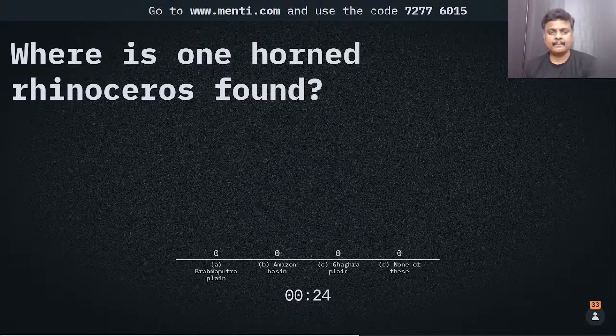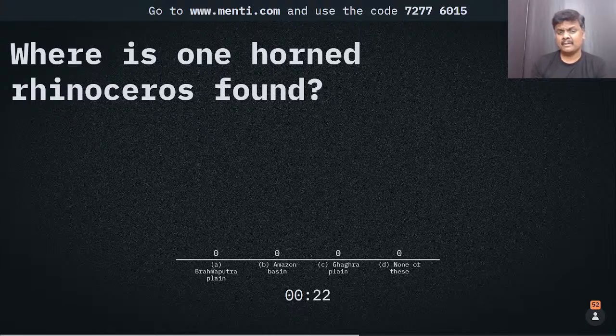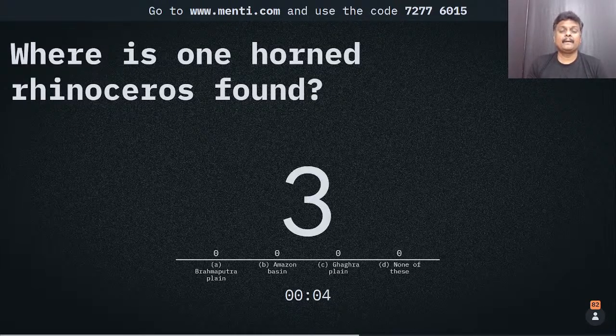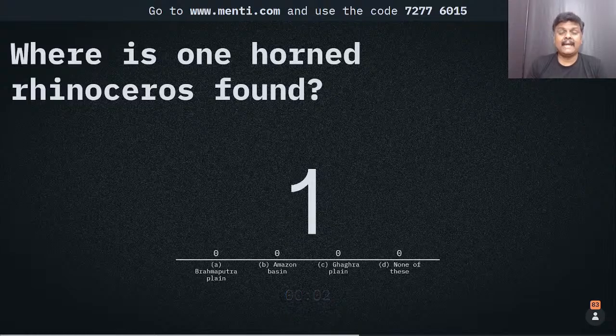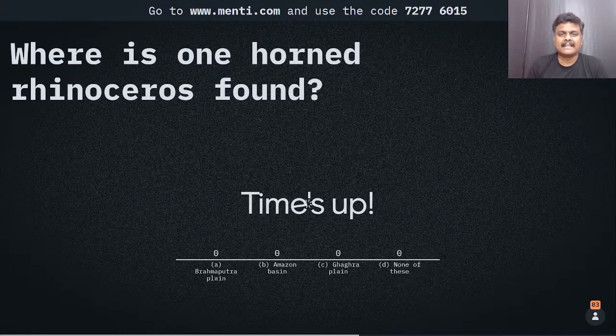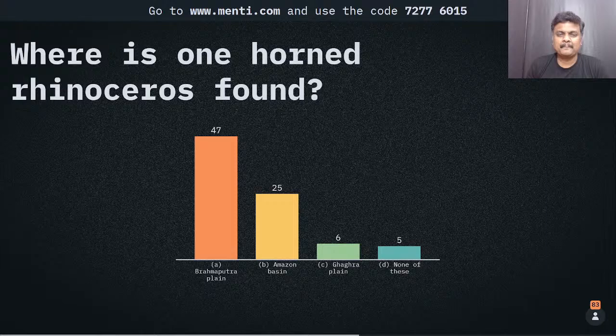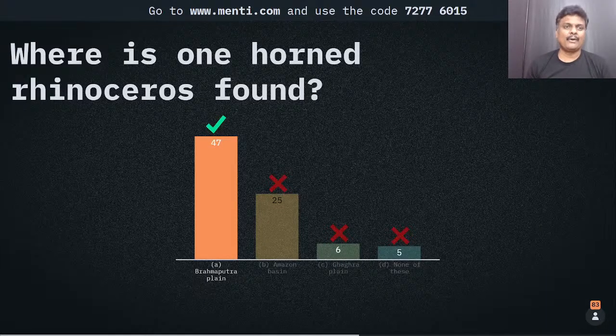Rhinoceros, one-horned. Brahmaputra, Amazon, Ghagra, none of these. Tricky. Don't blindly choose, think and choose. You have to remember. Mostly you need to know the answer, otherwise it's very difficult for you to write the correct one. So how many of you chose option A, Brahmaputra? Guys, it is a feature of our Brahmaputra plain. One-horned rhinoceros.